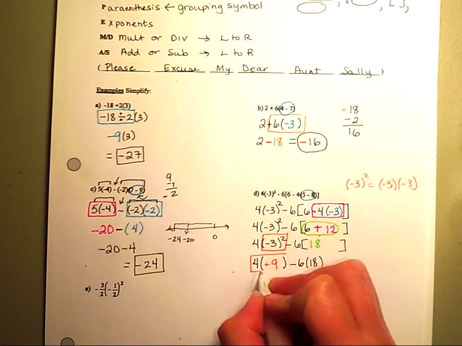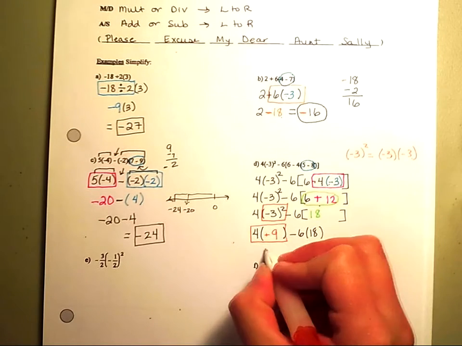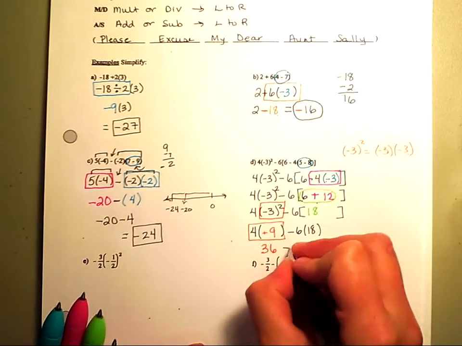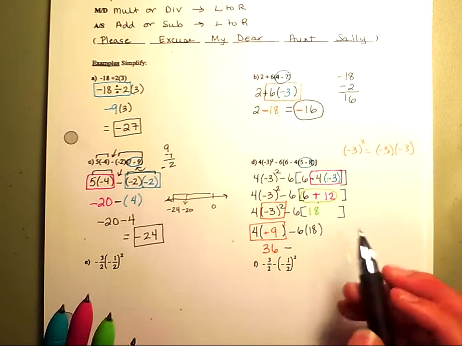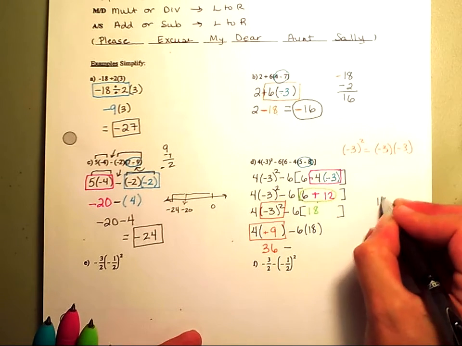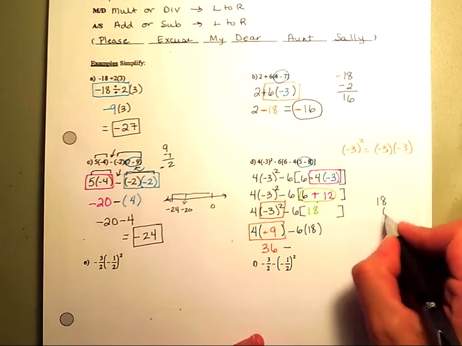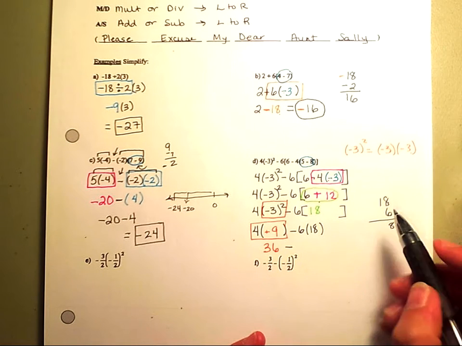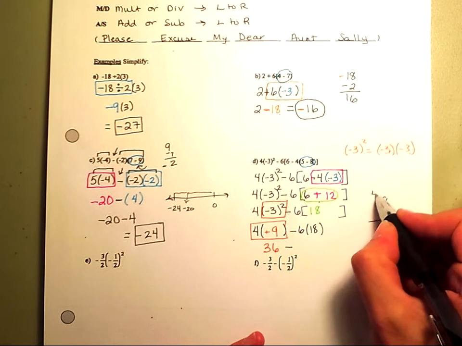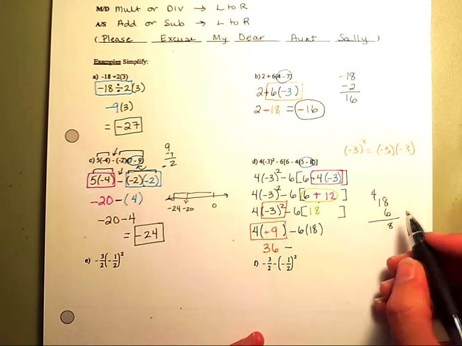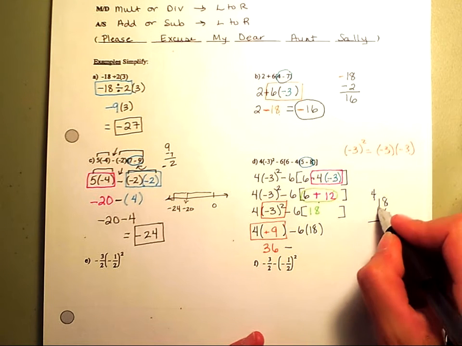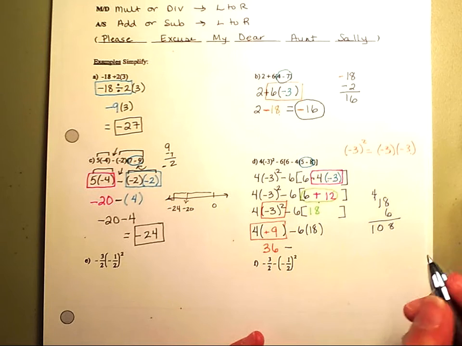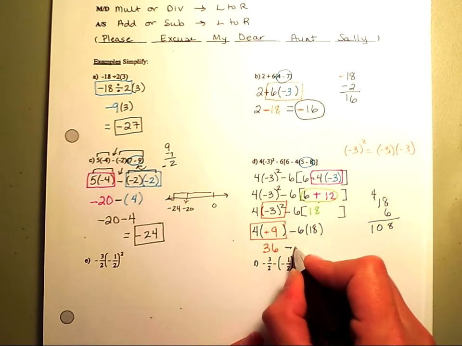So this will change to 4 times 9 is 36. The subtraction, or you can say negative 6 times 18. I don't know how to do that off the top of my head, so I'll do it by hand. 6 and 8 are 48, so I put down the 8 and carry the 4. Then I start again. 6 times 1 is 6, plus 4 is 10. And then it's the subtraction, and so it's negative.